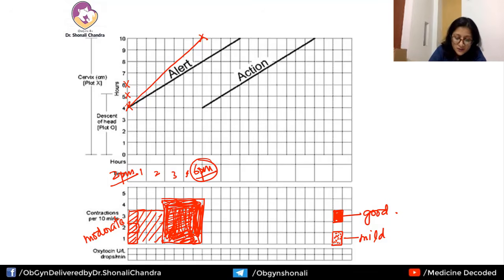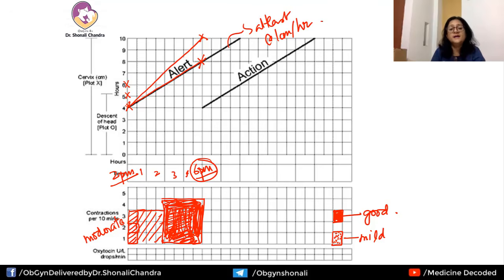When we remain on the alert line, it means that the dilatation is proceeding at least at the rate of 1 centimeter per hour. Okay, so when we cross the alert line, that means that the dilatation is slower than 1 centimeter per hour, and we should be concerned. Now, all this while I talked about plotting the dilatation.